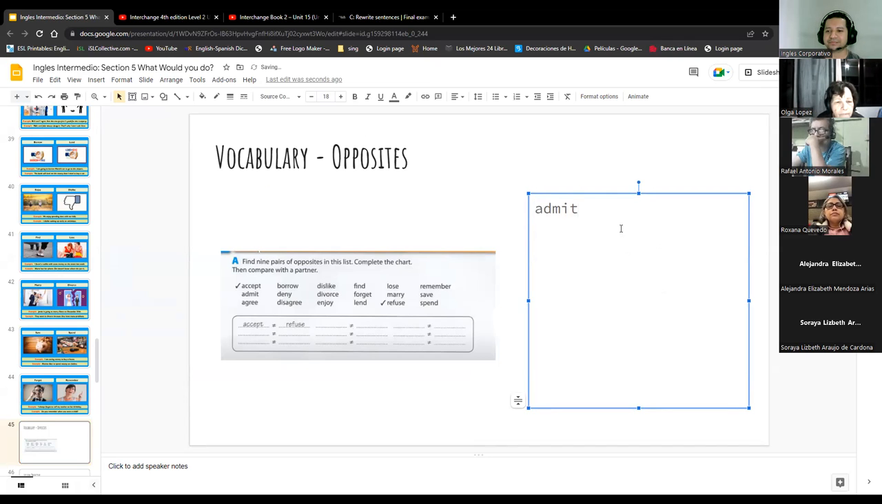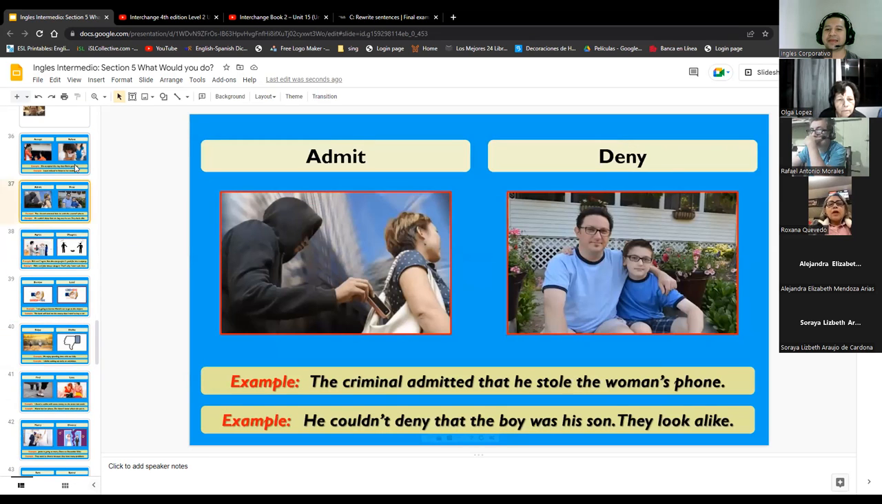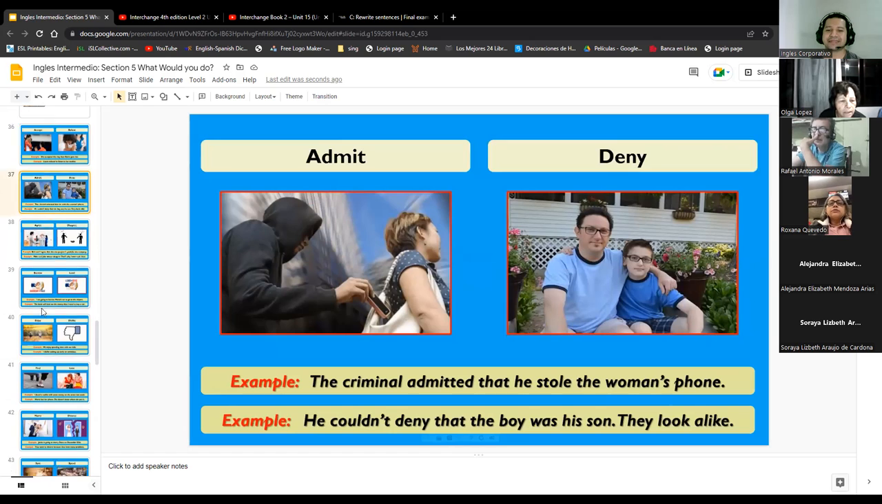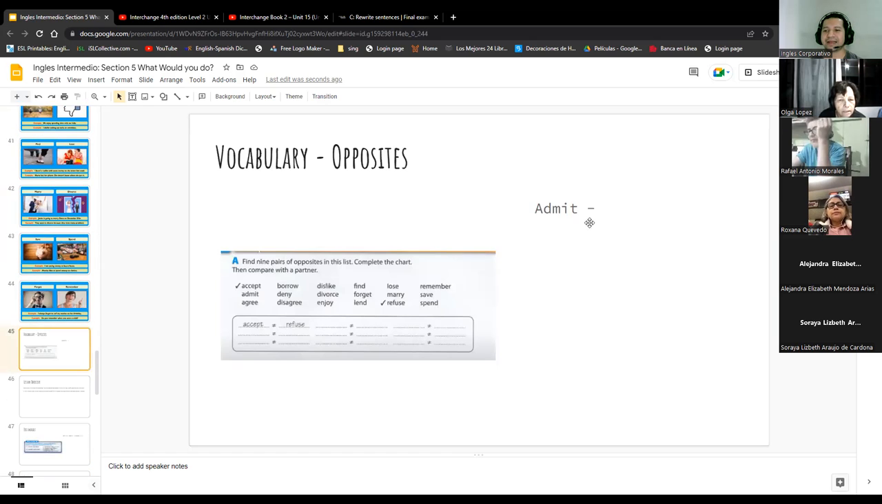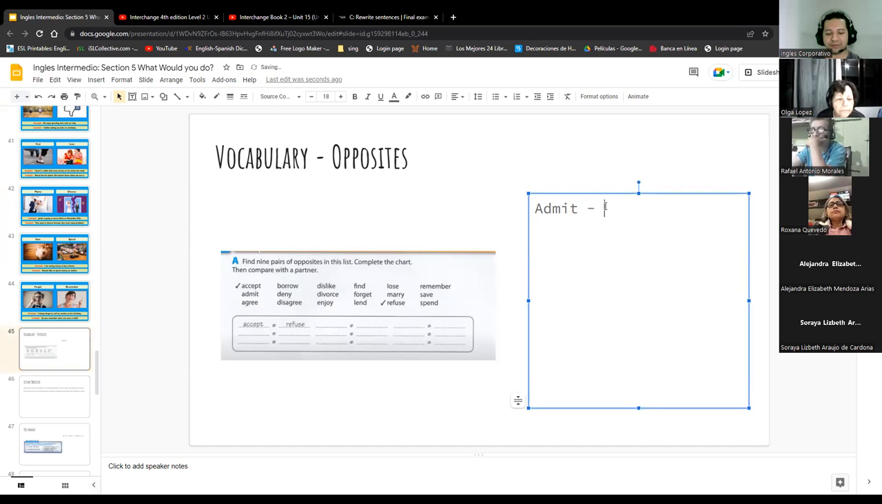Admit. Reject. Maybe reject. Maybe. Yes. But what we were saying here. Admit and deny. Perfect. Admit and deny. Reject puede ser también uno. Very good. Deny. Vamos a hacer algunos. Agree. What is the opposite of agree? Disagree, right? Very good.